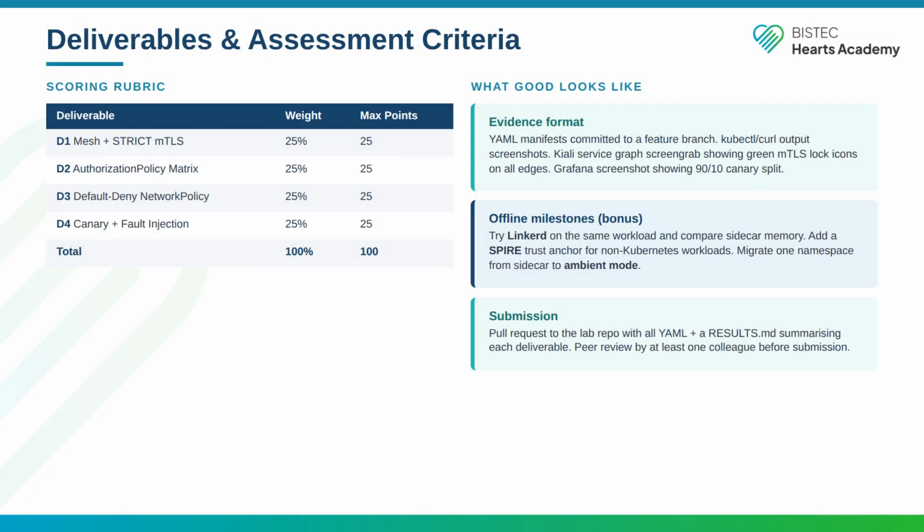The scoring is 25 points per deliverable for a total of 100. For deliverable 1, the primary evidence is a Kiali service graph screenshot showing green mTLS lock icons on all edges. For deliverable 2, curl output from each pod to each target, both the successful call and the denied call with a 403, confirms the access matrix works as designed.